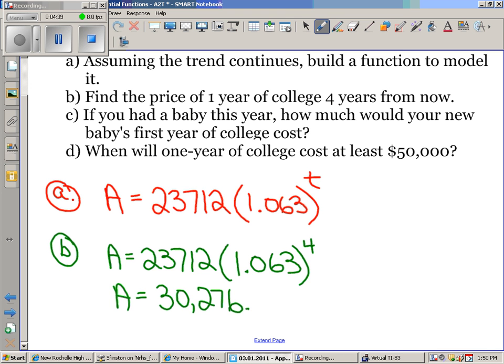$30,276 and how many cents? Would you say that's accurate, or is that completely off? That's pretty accurate.